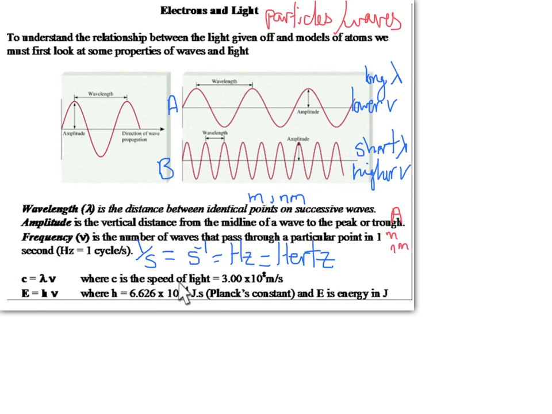C is the speed of light, and it is equal to 3.00 times 10 to the 8th meters per second. So that is a constant. It never changes. And you don't have to worry about memorizing this number. This would be given to you on a test. You do need, however, to memorize the equation and recognize all the symbols in it and be able to use it. So again, C is the speed of light. It's a constant. Lambda is wavelength. And if you're going to use 3.00 times 10 to the 8th meters per second, then your wavelength in this case would have to be in meters.